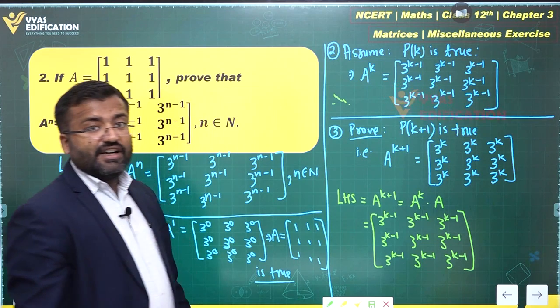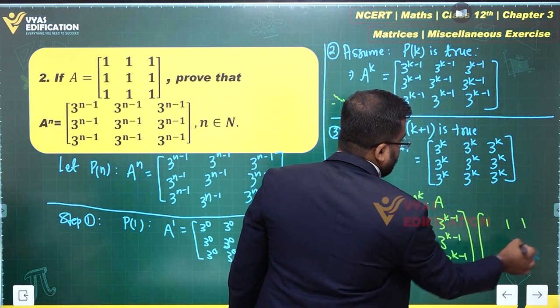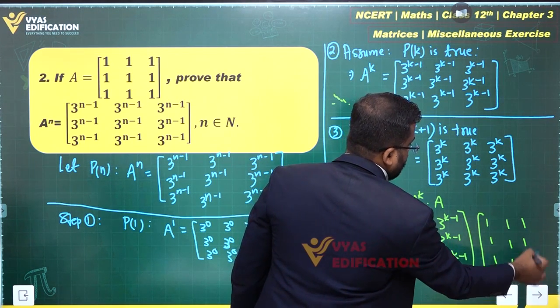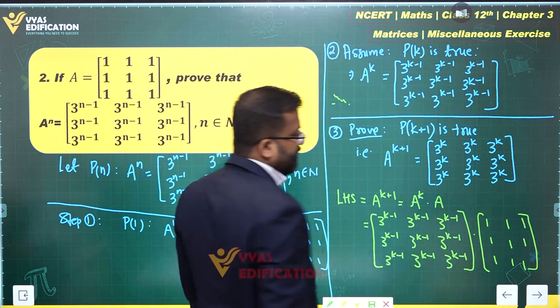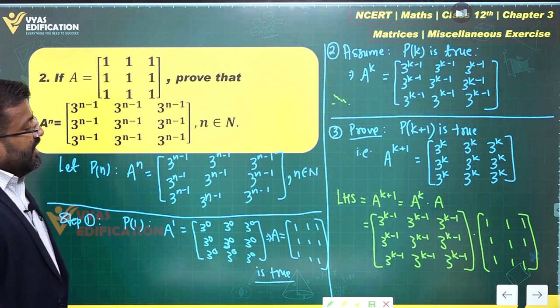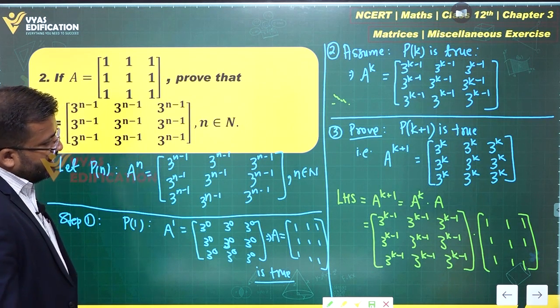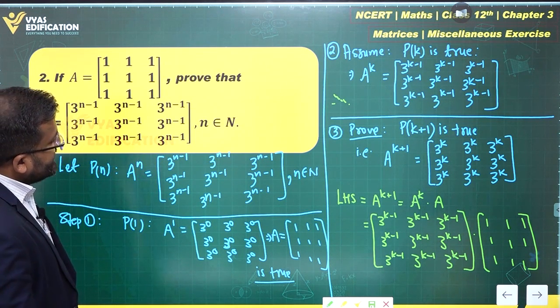And what is A? It has to be multiplied with A. This matrix has to be multiplied with A. This is the matrix A, as you can clearly observe, right? Now, let's go about multiplying these two, and we'll require some more space.